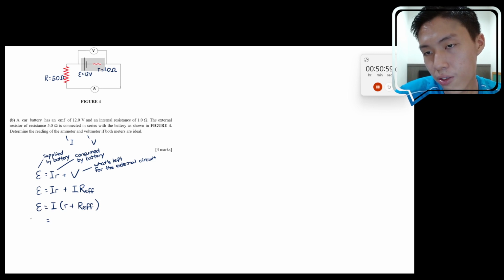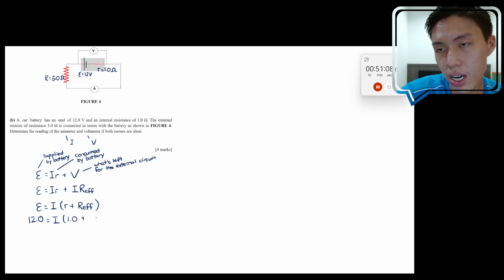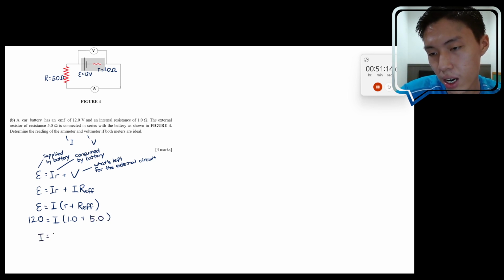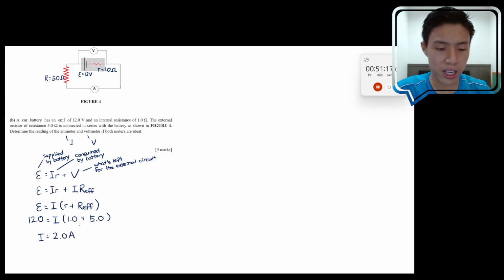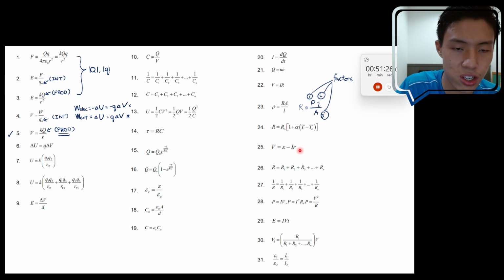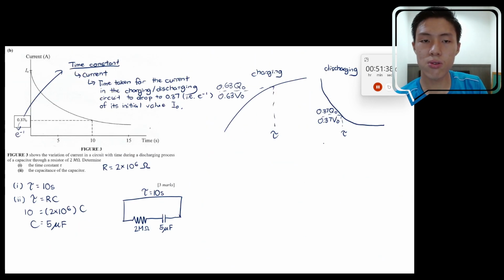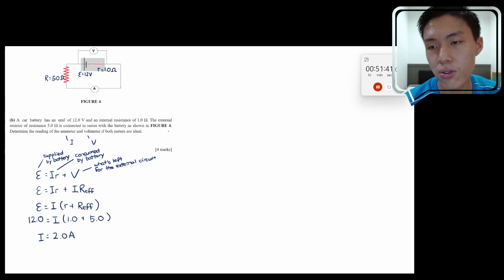Okay, your EMF is 12 volt, your internal resistance is 1.0, that is inside the battery. Outside the battery with your external resistance, which is 5. So if you calculate it, I believe your current will be 2.0 ampere. Okay, this equation comes from this one over here. But they don't write down the other version of it. The other version of it is epsilon is equal to I times r plus R effective external circuit. Okay, so let's continue. Okay, so that is the reading of ammeter.